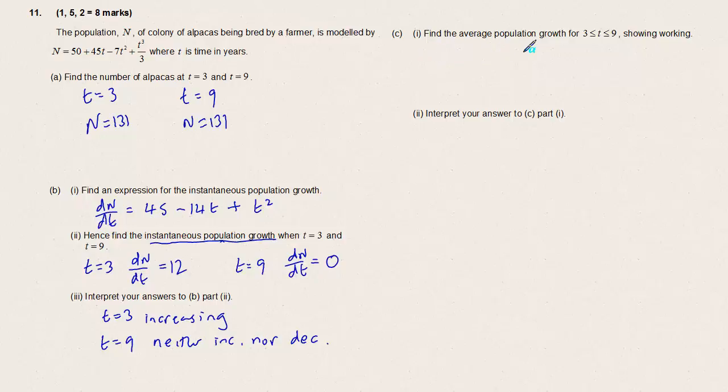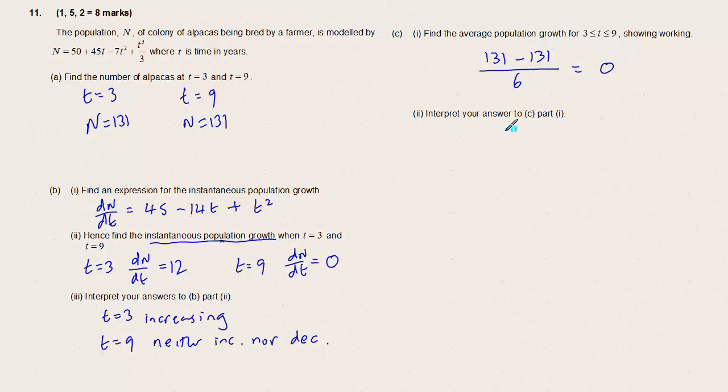Find the average population growth for t between 3 and 9 showing working. Well, we know when t was 3 it was 131, when t is 9 it's 131, and divide that by 6 and that's going to give you 0. So the average population growth for this period is 0.